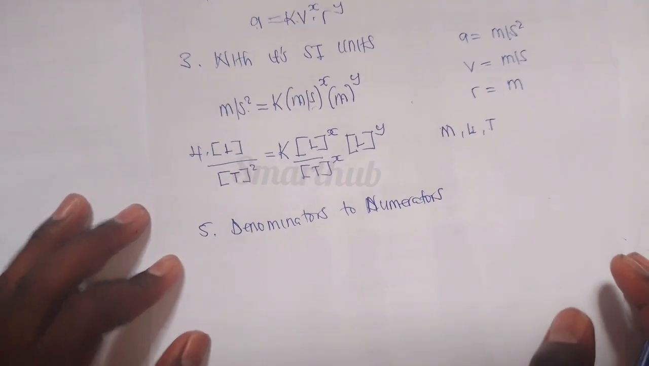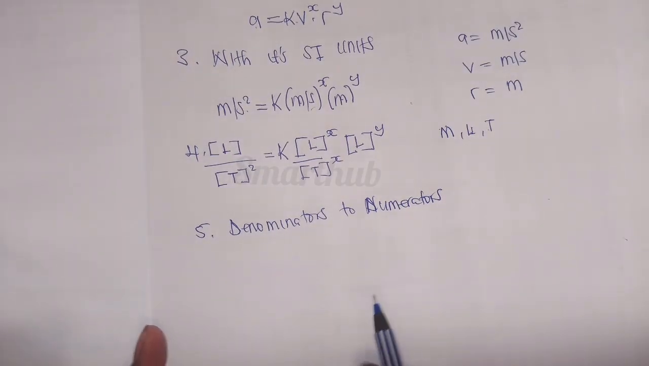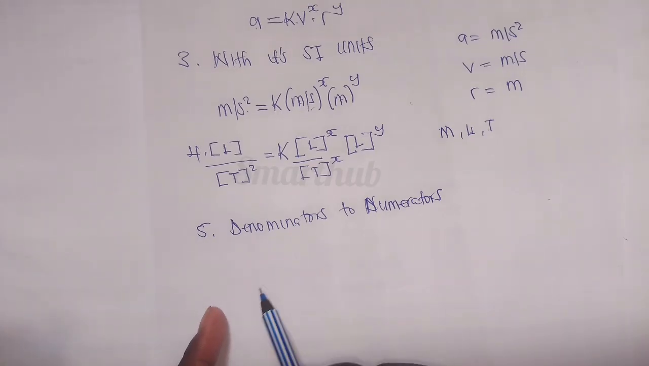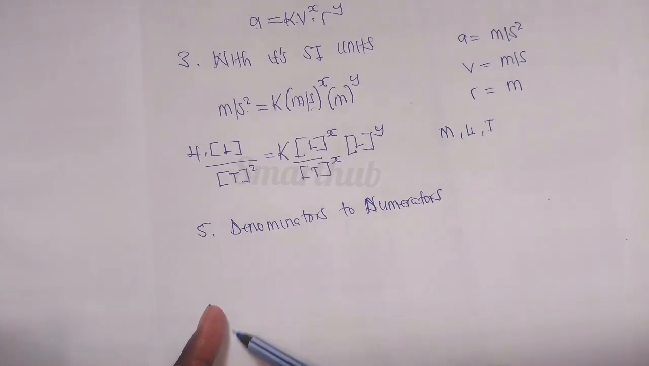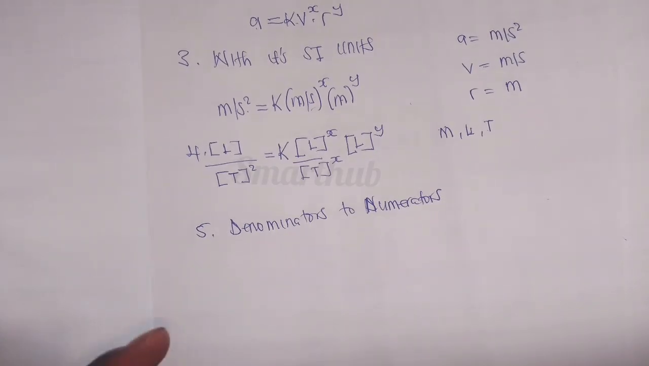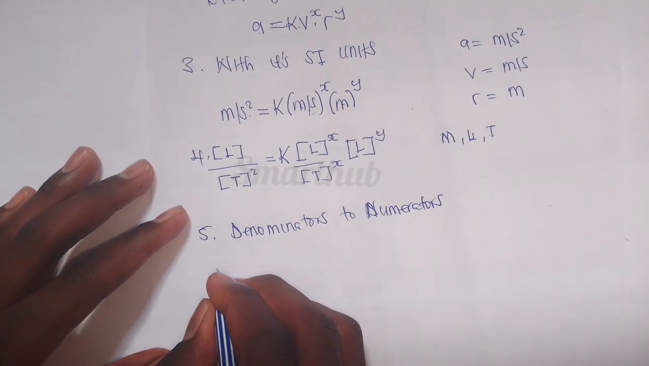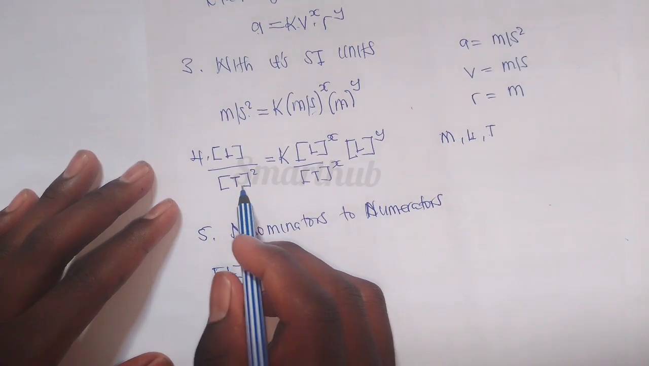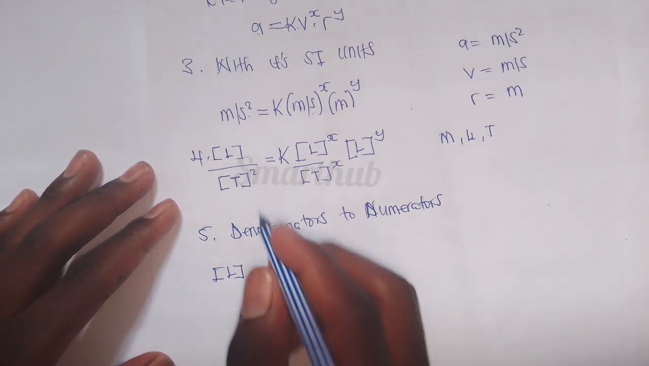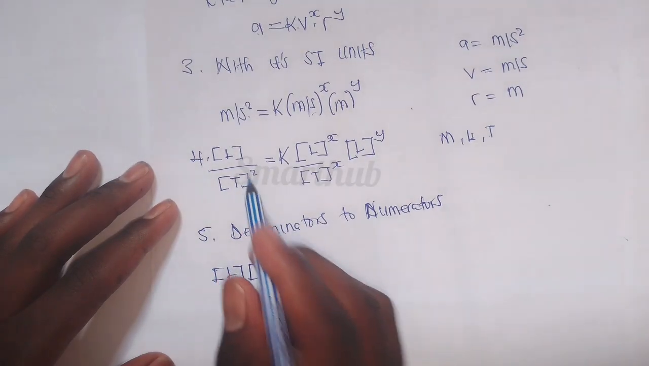So how do we go about this one? Remember, when you are turning denominators to numerators, that denominator becomes, if it's positive, it's going to become negative. If it's negative, it's going to become positive, and vice versa. So we have length, this denominator is going to become a numerator, meaning the sign of the power is going to change.